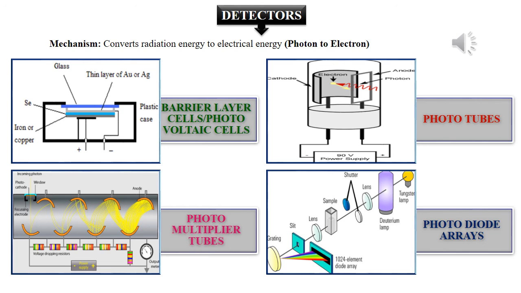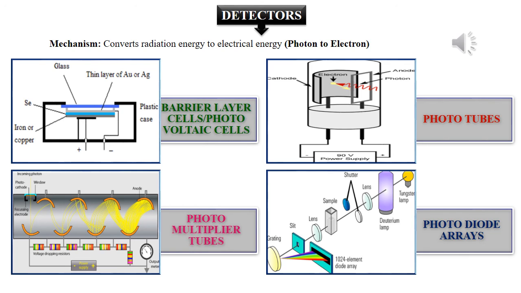Dynodes are arranged opposite to each other, so when the reflected radiation goes to another dynode, it is multiplied again, twice. Likewise, the signal is multiplied many times, so even a weak signal received from the sample can be multiplied and analyzed by the detector. So the sensitivity of photomultiplier tubes is high compared with other detectors like photovoltaic cells and phototubes. Phototubes and photovoltaic cells are less sensitive than photomultiplier tubes and photodiode arrays.